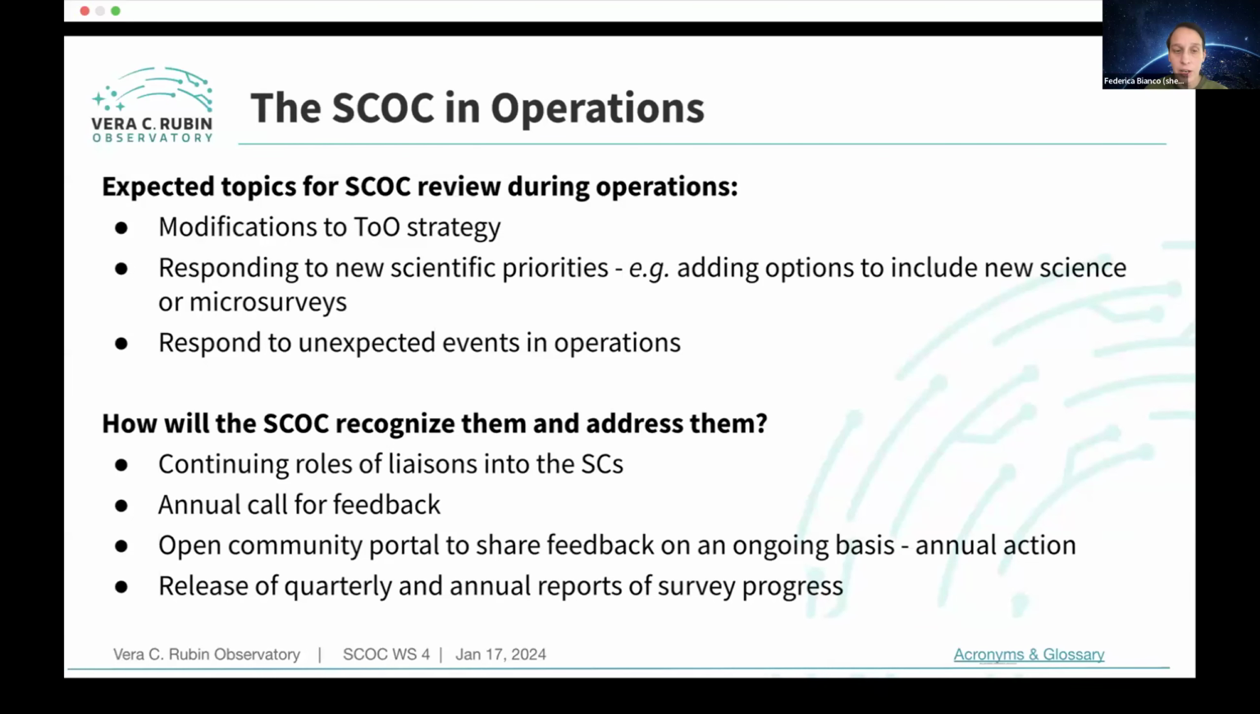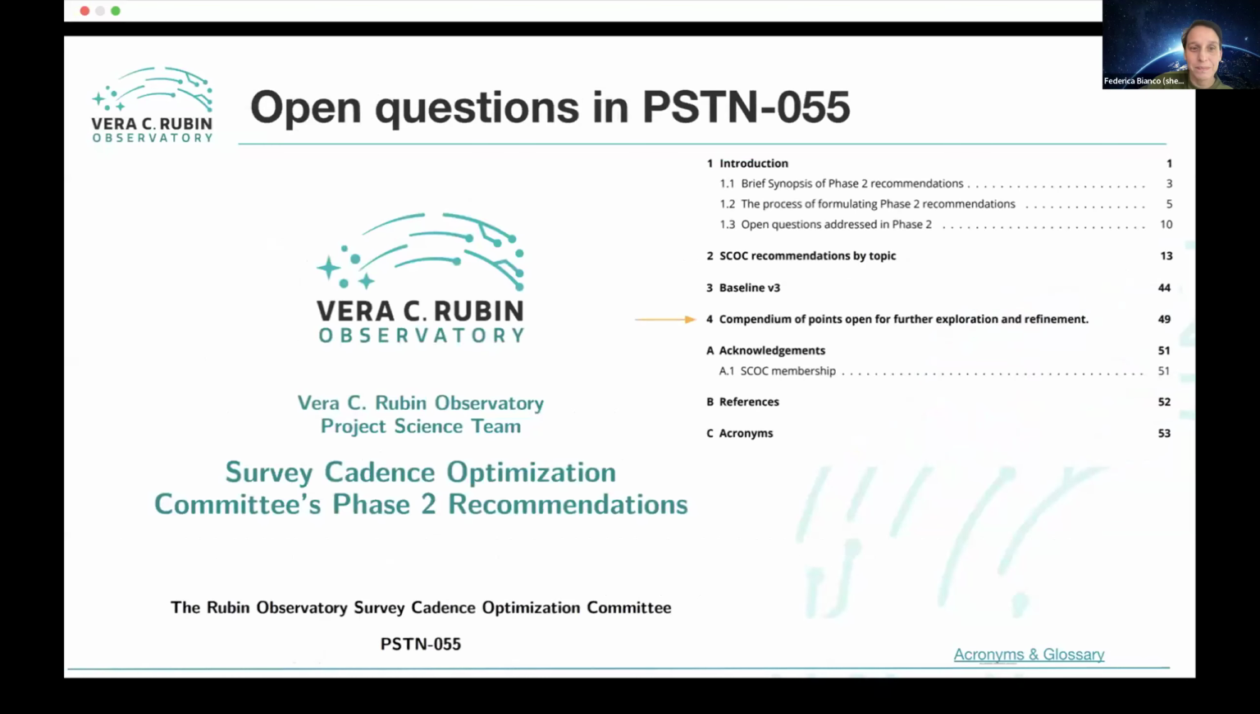Of course, this is something that we are trying to envision: how would this process look in operations? This is subject to change as the reality of operation settles in, and we realize that there may be better ways to do this. But at the moment, the plan is that the SCOC will continue to have liaisons into the science collaborations. We'll have an annual call for feedback as well as an open portal to share feedback on an ongoing basis. We're committing to reviewing the survey strategy annually, but we may review the feedback more readily and be able to respond more readily if needed. And we will release quarterly and annual reports on the survey progress.